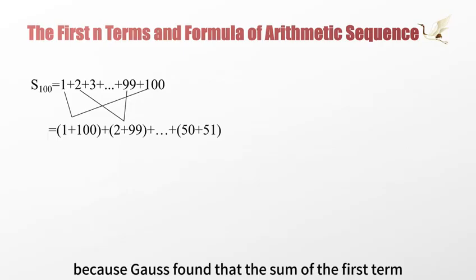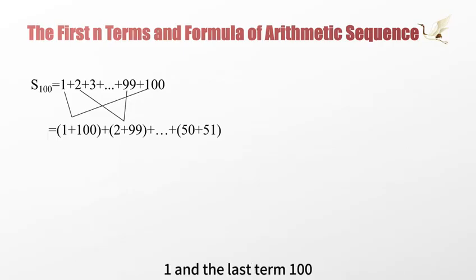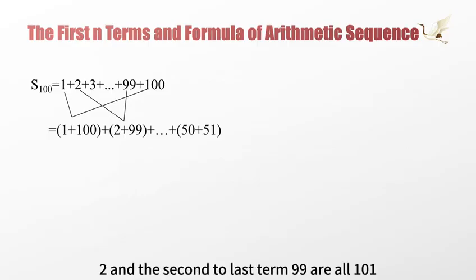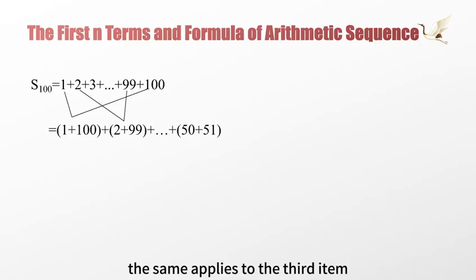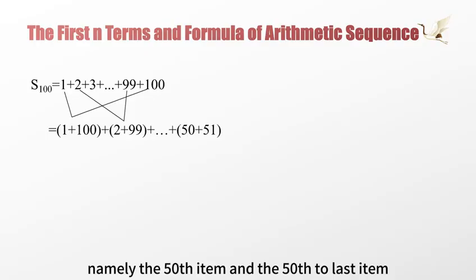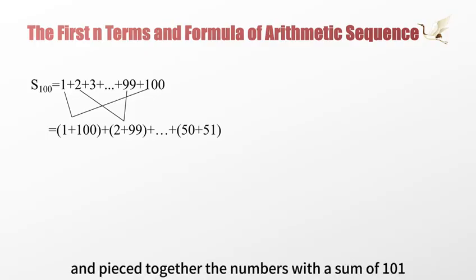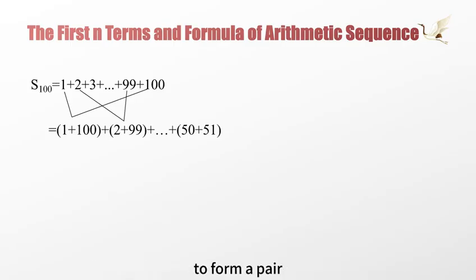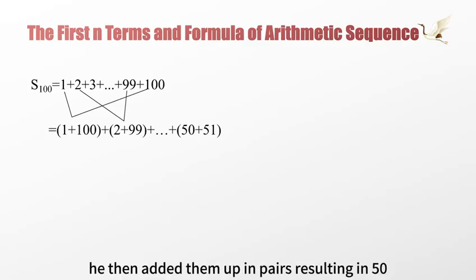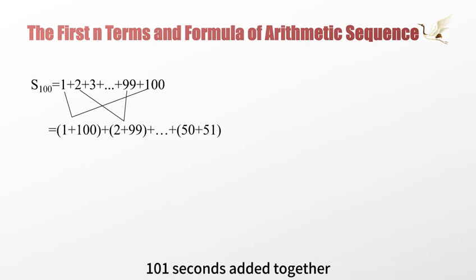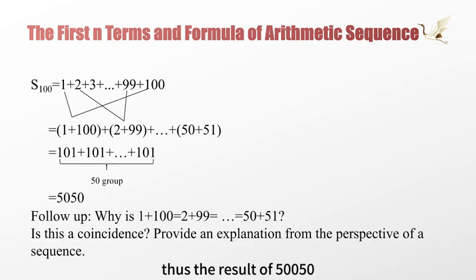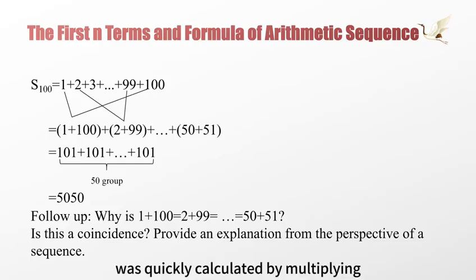Gauss found that the sum of the first term 1 and the last term 100, as well as the sum of the second term 2 and the second to last term 99, are all 101. The same applies to the third term and the third to last term, until the middle two terms, namely the 50th term and the 50th to last term. So he changed the order of the calculations and pieced together the numbers with a sum of 101 to form a pair. He then added them up in pairs, resulting in 50 101s added together. Thus, the result of 5050 was quickly calculated by multiplying 101 by 50.